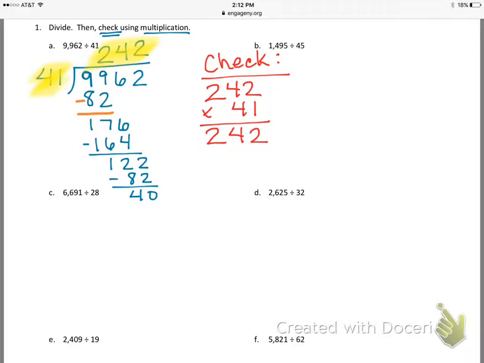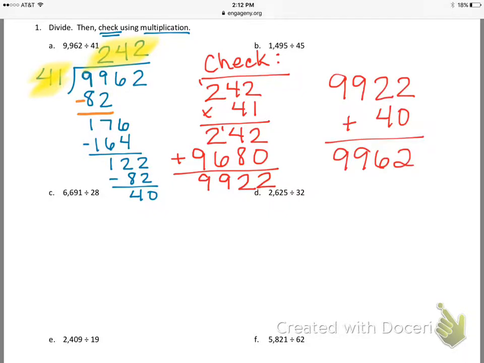Of course I first multiply my ones by the whole number. Then I'll multiply my tens by the whole number to get 9680. And then I'll add them together. When I multiply the divisor by the quotient, I get 9,922. So now I just need to add in the remainder to see if I end up with the whole number that I started with. And when I do that, I do end up with 9,962, which was my original number.